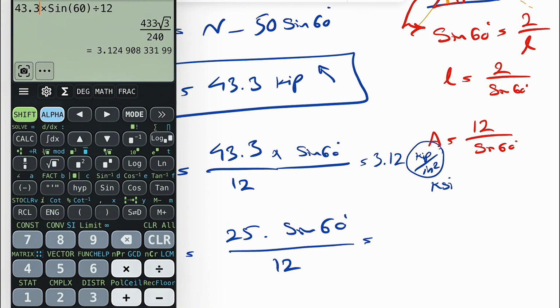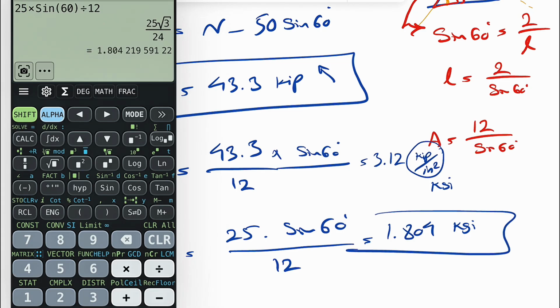And for the other one, we just have 25 sine of 60 over 12, which is going to be 1.804. Again, same unit, KSI or kip per inch squared. Hope everything was clear.